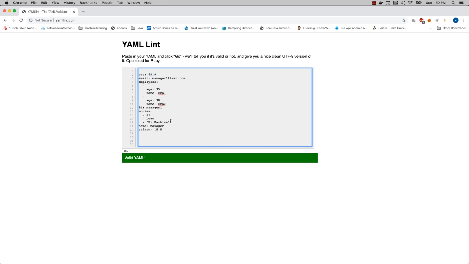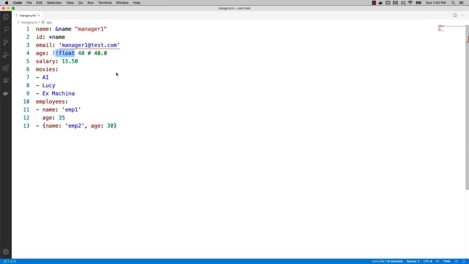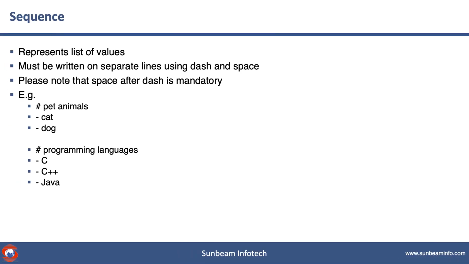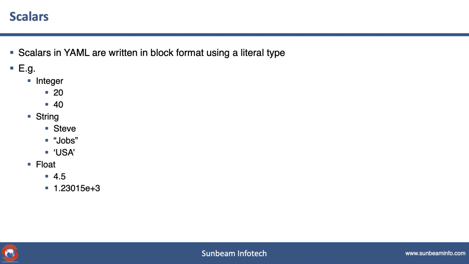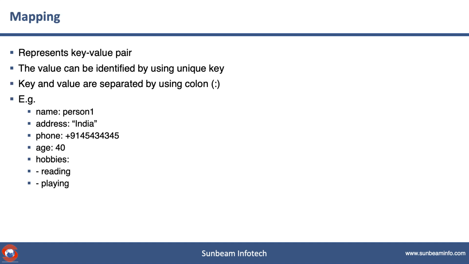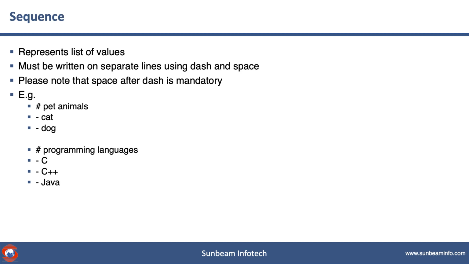So this is a quick example of how to write YAML and how to validate it. Again, remember that in YAML there are three things. One is called a scalar, which represents a single value. The other is called a mapping, which is a key value pair. And the last one is called a sequence, which represents a list of values. Hopefully, this is a quick introduction to YAML and you have understood how to write one.